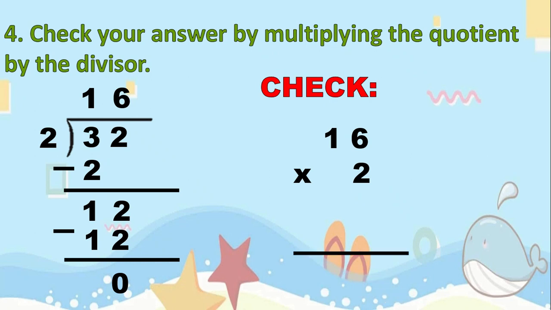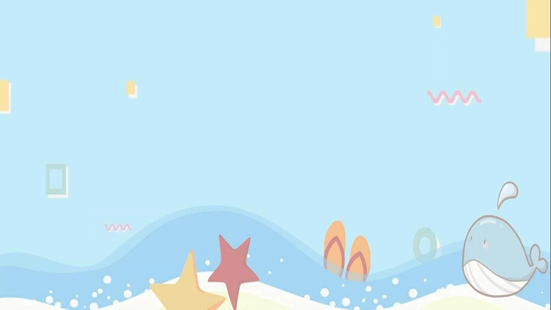So we can check that one. 16 times 2. 6 times 2 is equal to 12. Bring down 2, carry 1 on top of number 1. Then 2 times 1 is equal to 2, plus 1 is equal to 3. And now, 32 is our dividend. Division is also sometimes called an inverse of multiplication. I will let you see this video so that you can have a broad understanding of division.